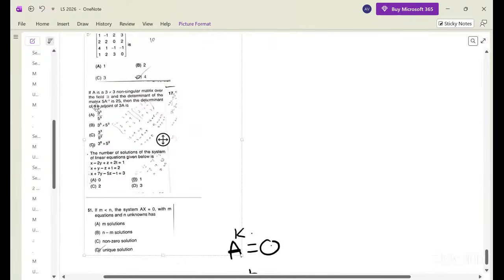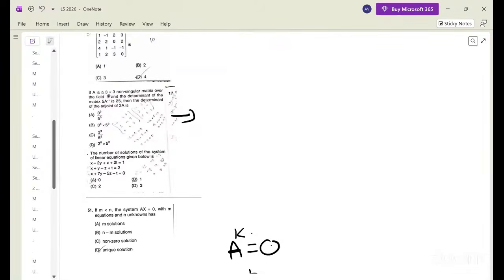When you look at this question, I'm doing this question. If A is a 3 by 3 non-singular matrix over the field of R, and the determinant of the matrix 5A inverse is 25, then determinant of adjoint 3A is, look at the question, dimension of the question. We have properties of determinants. What do we want? Determinant of adjoint 3A. What is the order? 3 by 3. N is 3.